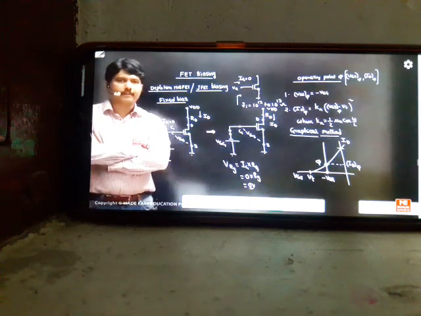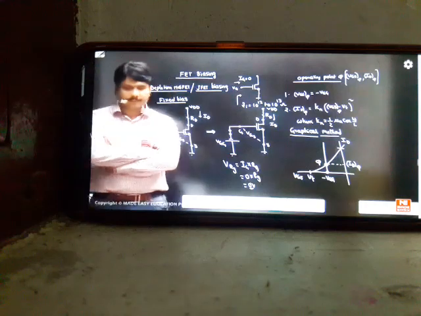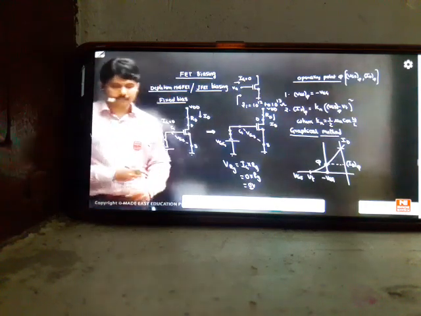So now you understood why it is called fixed bias: the negative voltage you apply, I fix it to the VGS. That is called fixed biasing in a MOSFET. So complete this as a first circuit for you. Fixed bias circuit.